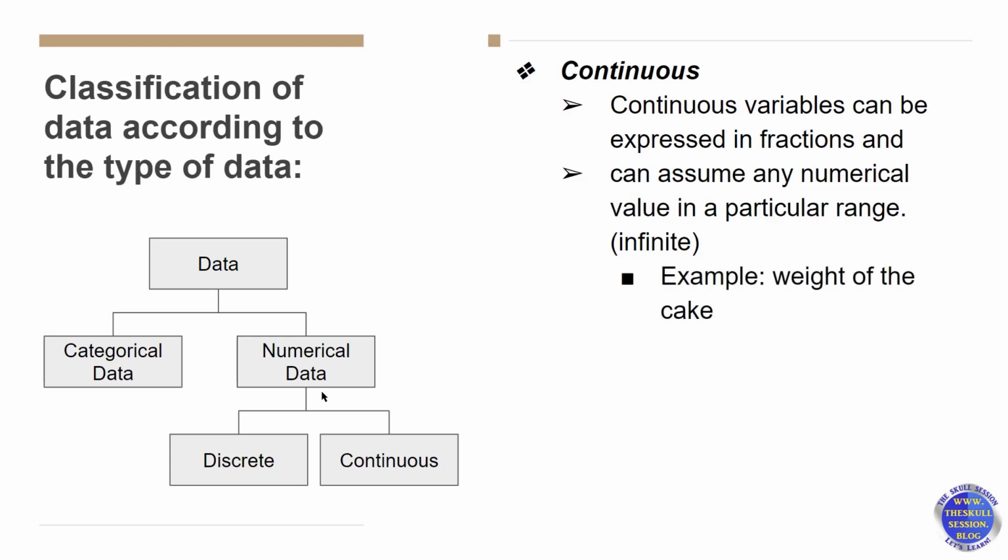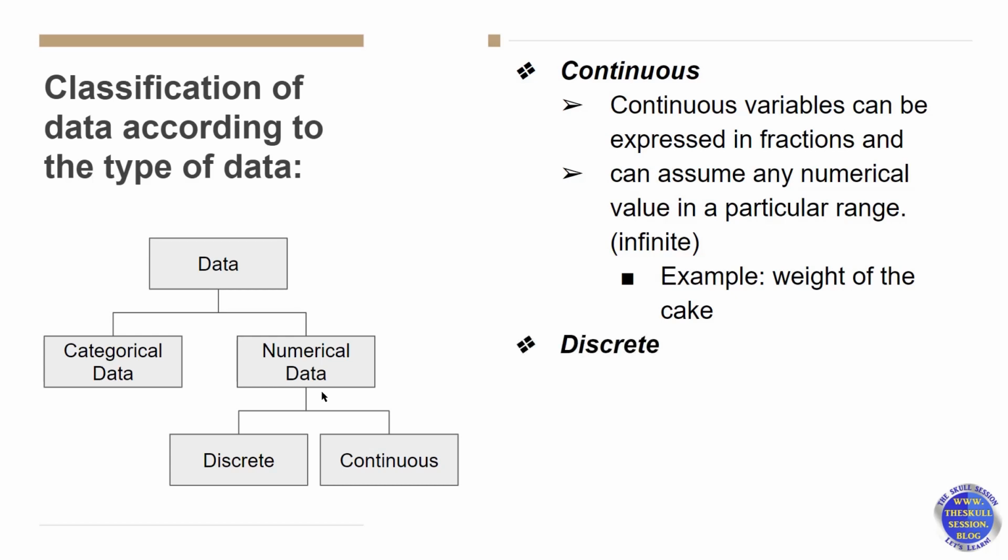For example, the weight of the cake. The weight of the cake can be any fraction. It can be 1.5 kg or it can be any weight in between 1 kg and 1.5 kg. It can be 1.15, 1.55, 1.57, like that. It can take an unlimited number of values within the range. Such variables are called continuous variables.